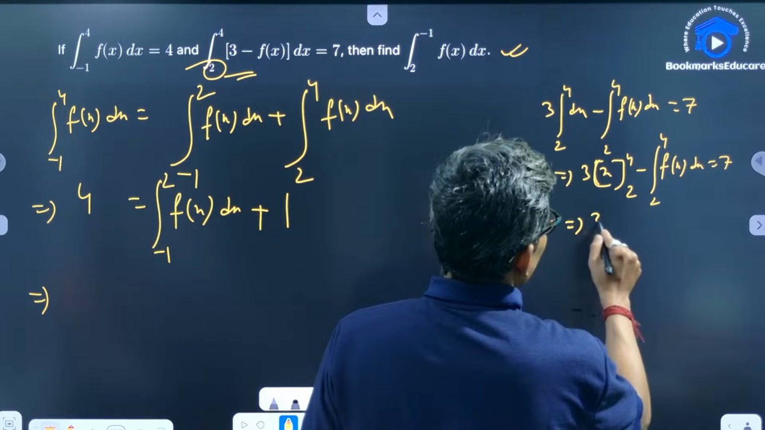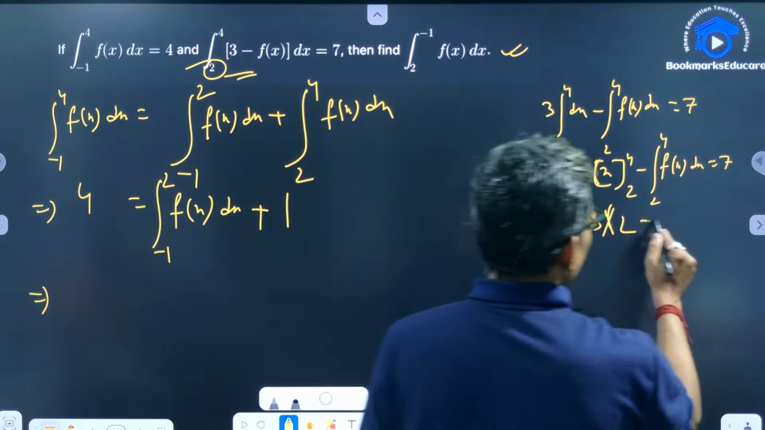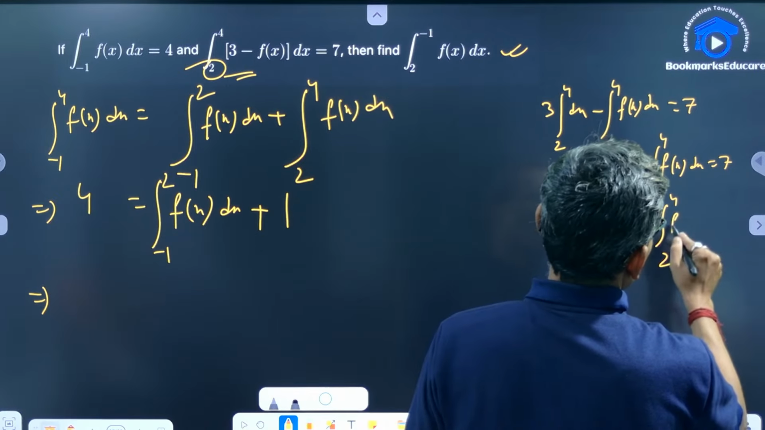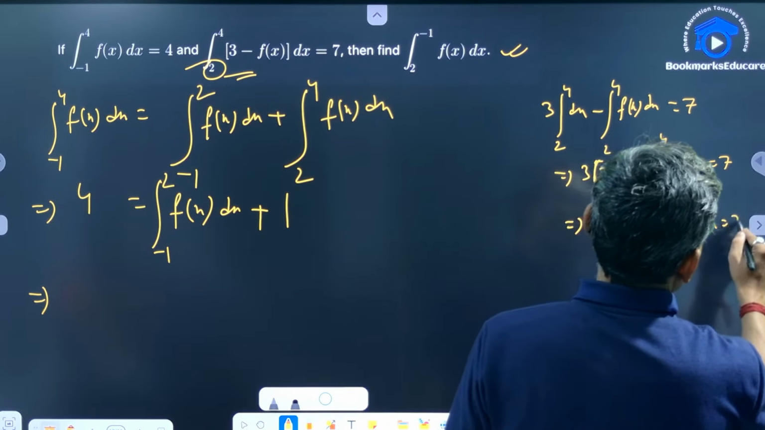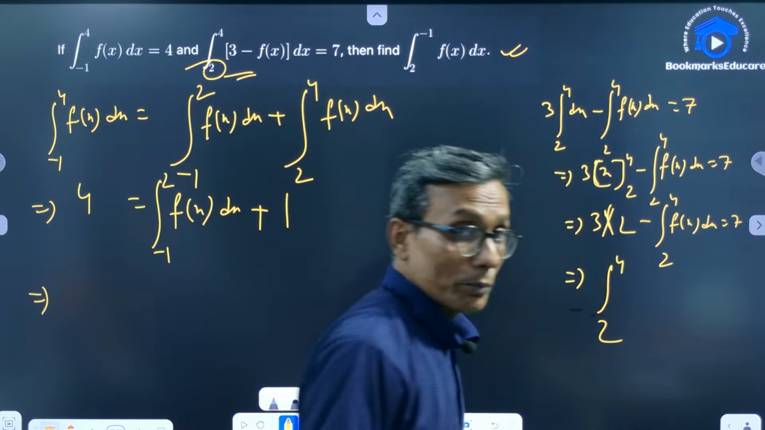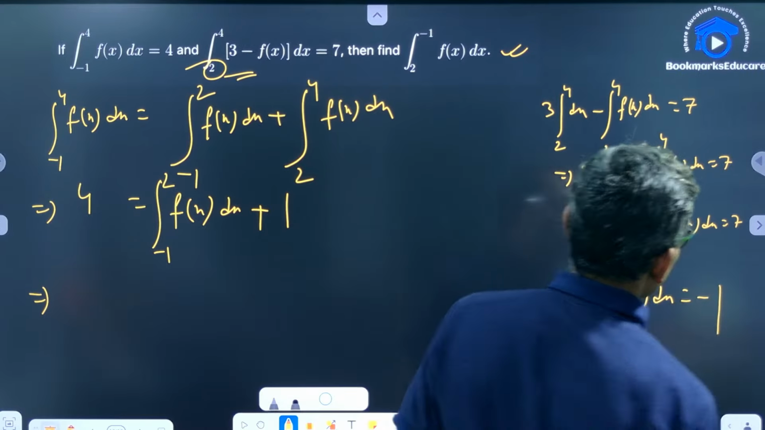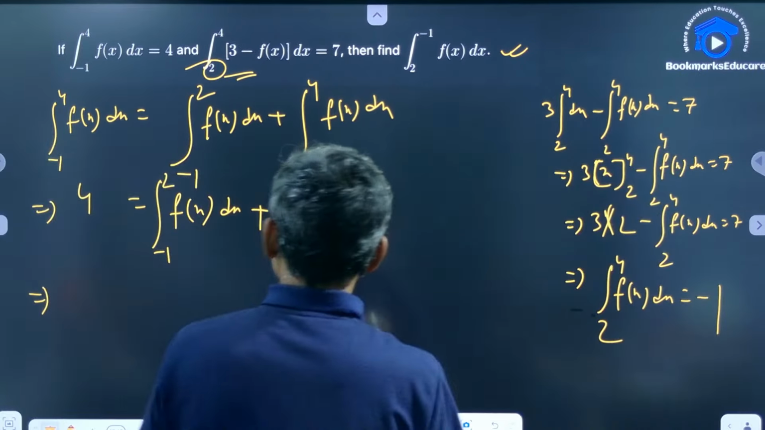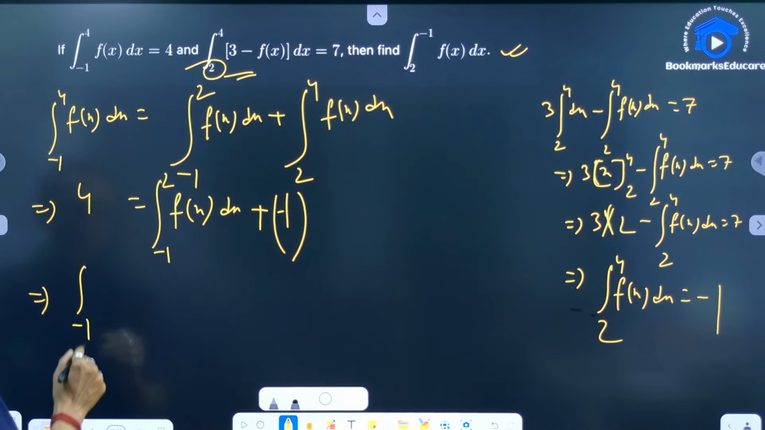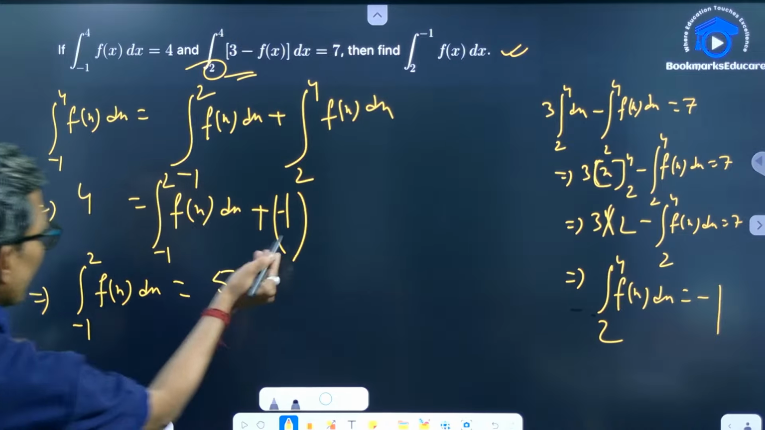सो 3 इंटू 2 हो जाएगा ये अपर लिमिट, 2 माइनस integral 2 to 4 f of x dx is equal to 7. सो f of x dx होगा -1, सॉरी वहां पर तो मिस्टेक हो गया था. ठीक है. सो integral f of x dx is equal to -1 हो जाएगा. सो ये वाला -1 हो जाएगा. ओके, सो integral -1 to 2 f of x dx is equal to 5 इधर आएगा तो.